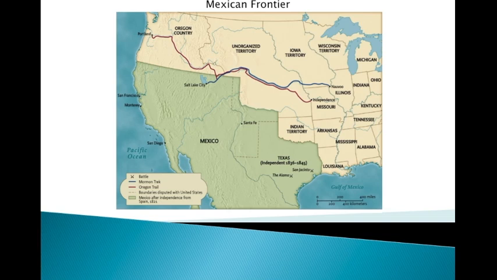The first part of the Mexican frontier that America gained was Texas. It's referred to as the Texas Revolt. In Texas, there was a non-Indian population, about 2,000 when Mexico became independent, and those people were called Tejanos, but they were of Spanish origin.